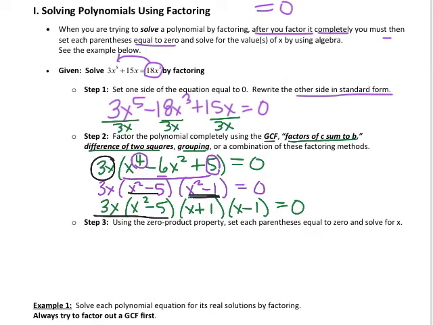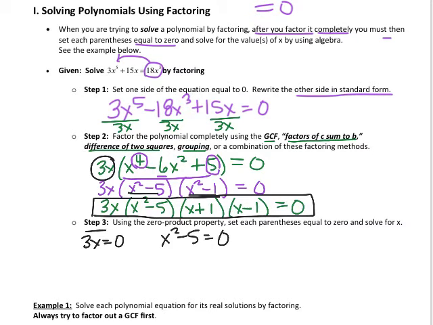So I have this as my final answer, and what I have to do now in step 3 is set every single thing equal to 0. So I have to say 3x equals 0. I have to say x squared minus 5 equals 0, x plus 1 equals 0, and x minus 1 equals 0. So every part of my factored form has to be set equal to 0. And if I divide this by 3, x is equal to 0. So I'm going to come up with multiple answers.